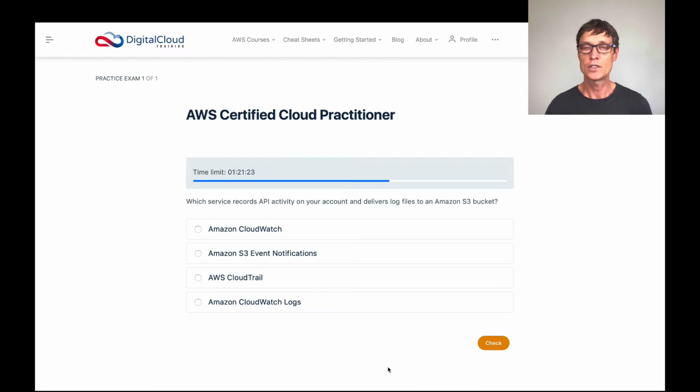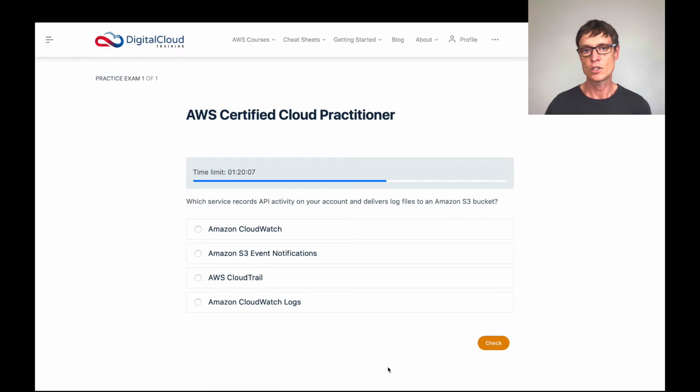This question asks, which service records API activity on your account and delivers log files to an S3 bucket? We had a similar question in a previous video where we were looking at actions, and this is actions again. It's about API activity because every action in AWS results in an API call. That means the application is calling the service and sending some data to it using HTTP, and that's how actions occur, through the instructions that are in those URLs. So the question is, what service will record that activity?